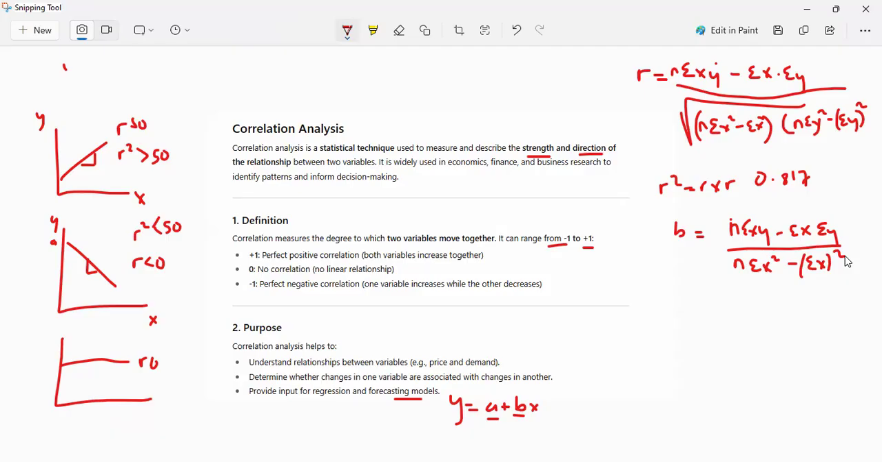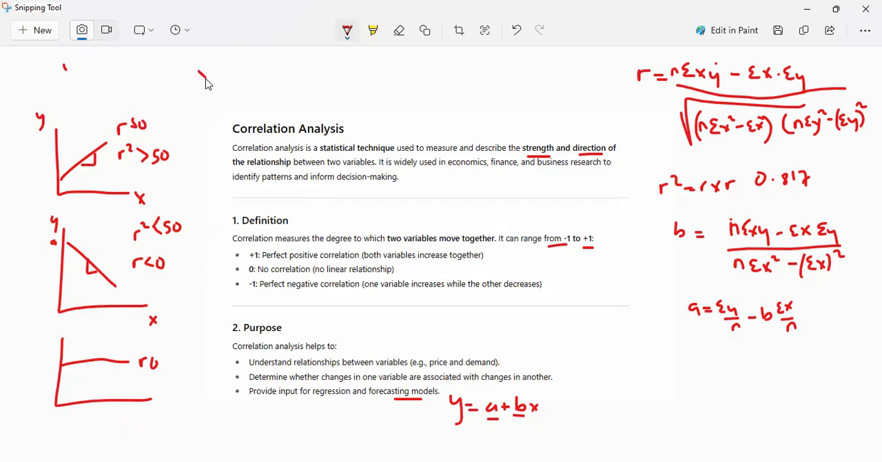Okay, so let us now calculate the value of a. The value of a is simply the mean of y, which is summation of y over n, minus b, then the mean of x, summation of what? X over n. So this is what will make you get the 20 marks. When you see the exam, this should be the easiest. All right.